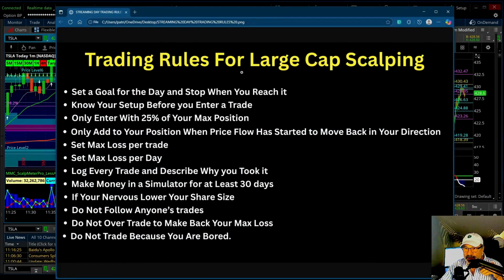This is what I use, and I suggest it, except for one thing. Only add to your position when the price flow starts to move back in your direction. Till you're a professional trader, you should never add to your position, till you're really making money. Then it's a way to make more money if you can control yourself. What you should be sticking to is max loss.